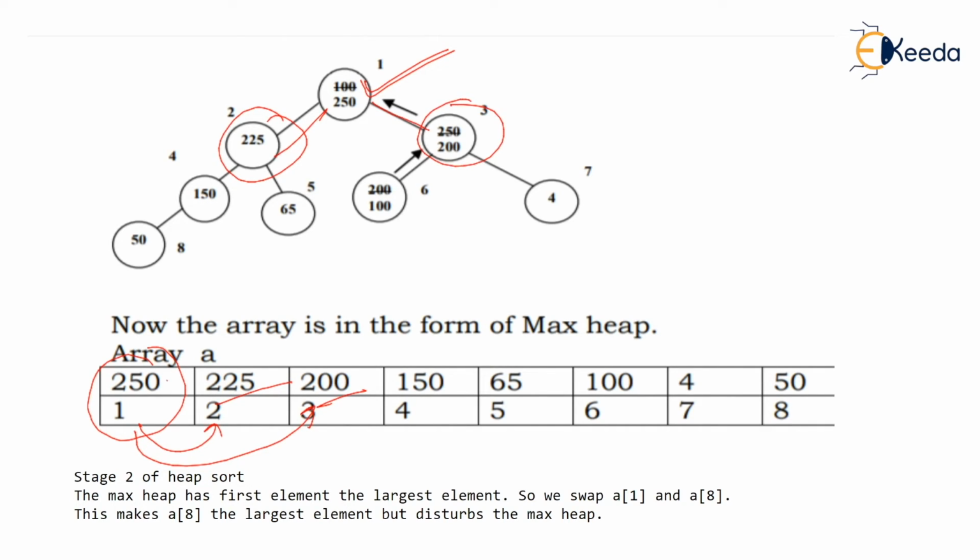Observe that the first value is greater than the second and third value. This is true even with the second value. The second value is greater than the fourth and fifth. 225 is greater than 150 and 65, and so on. And this array is in the form of a max heap. And that concludes stage 1.